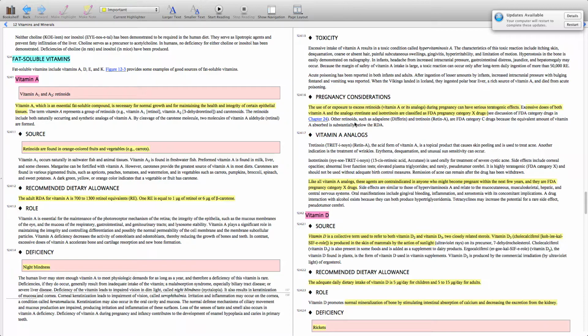And as for pregnancy considerations, there is a teratogenic effect. Excessive dose of vitamin A and the analogs, etretinate, are classified as FDA category X drugs. So this is stated in here twice under the vitamin analogs, also category X.